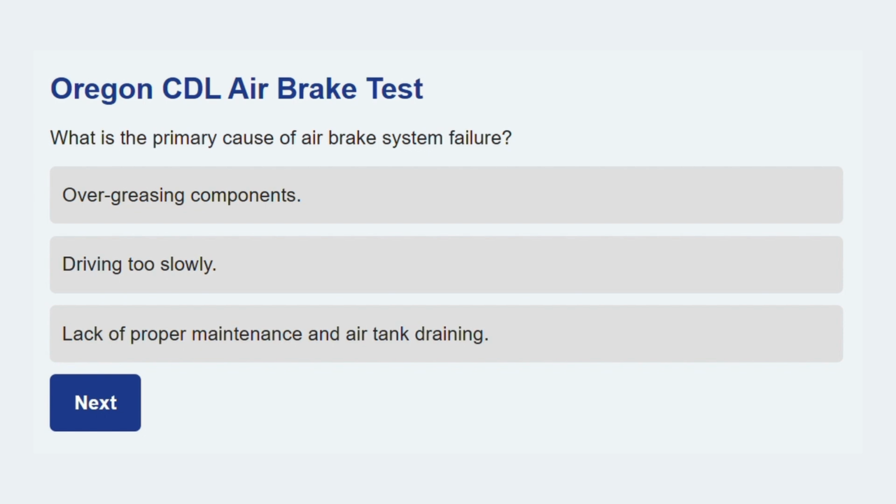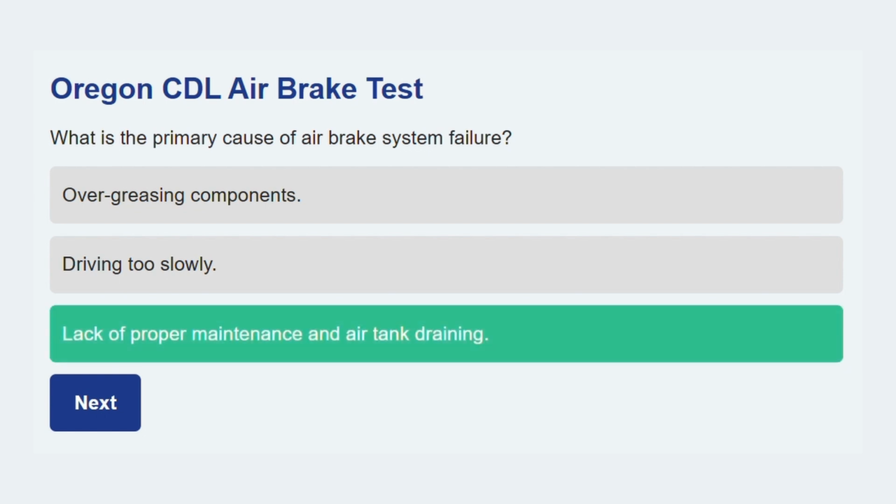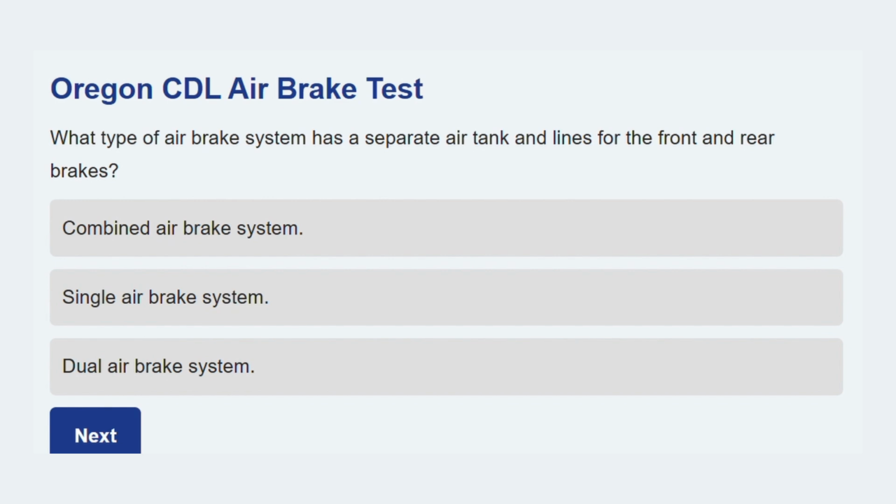Moving forward, what is the primary cause of air brake system failure? Lack of proper maintenance and air tank draining. Regular maintenance prevents the issues that lead to failure.